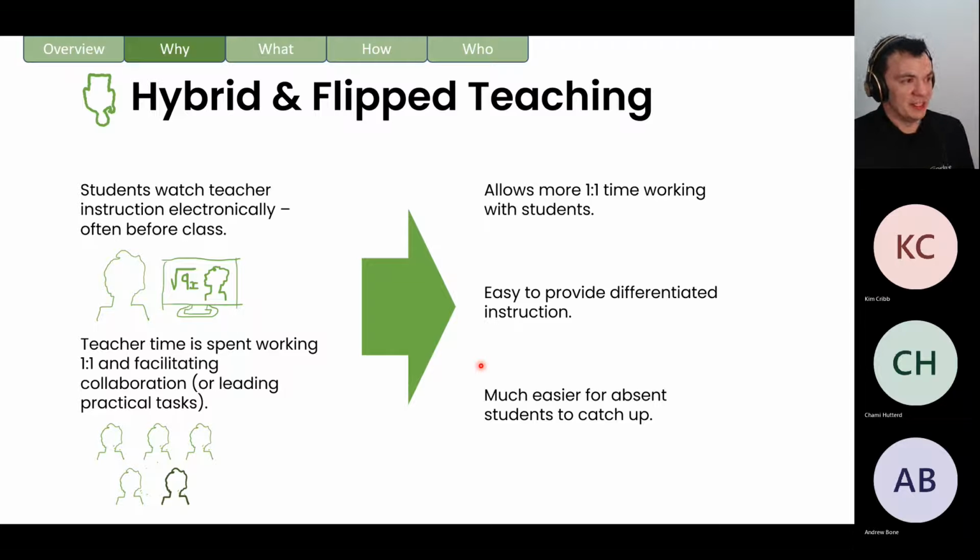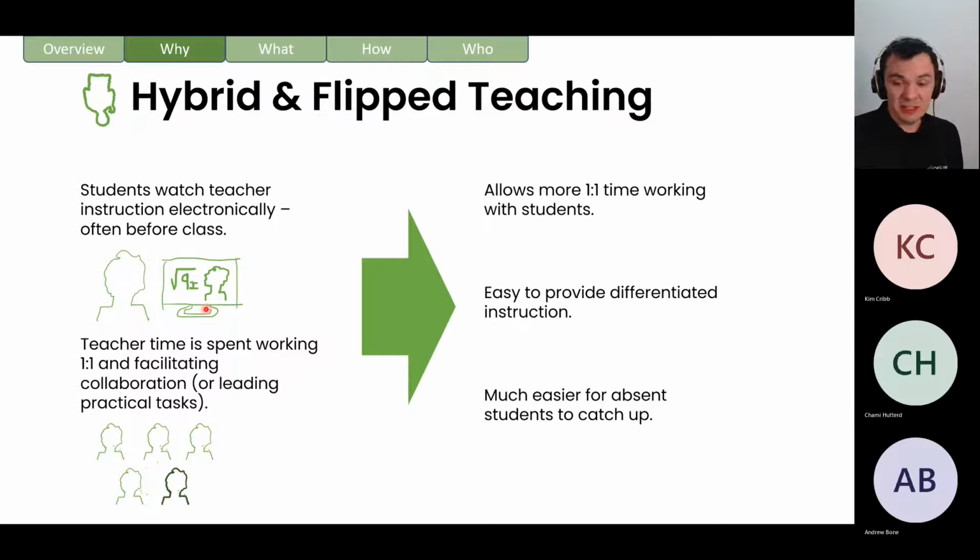The last thing I've put here is hybrid and flipped teaching. If you haven't heard of this before, you probably have, but the extreme model of this, the flipped model, is that you pre-record all your teaching, your students watch it at home, and then they do their homework at school where you can work with them one-to-one. That's obviously quite extreme. Hybrid essentially means some sort of mix of the two. So students spend some time learning via video or reading in class rather than you just teaching at the front, and some time more traditionally.